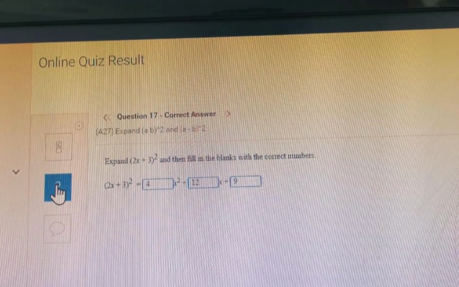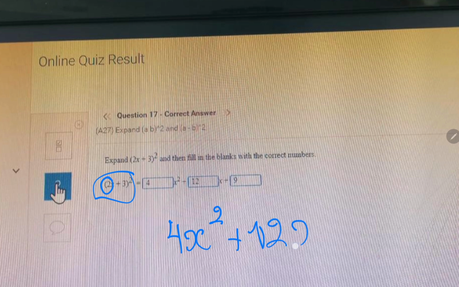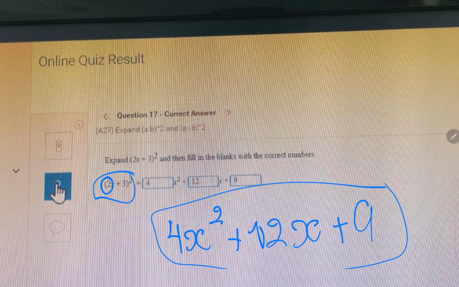Now question number 17. This is very easy. Okay, we need to expand this. So we're gonna square this. It's gonna become 4x to the power of 2. Then we're gonna do 2 times 3 times 2x. So that is 12x. And then we're gonna square 3. We're gonna get 9. That's our final answer.